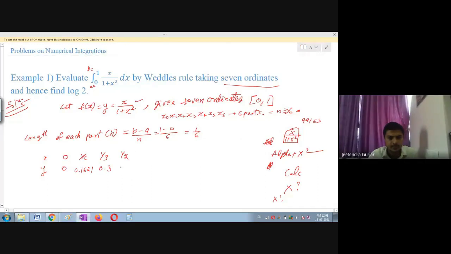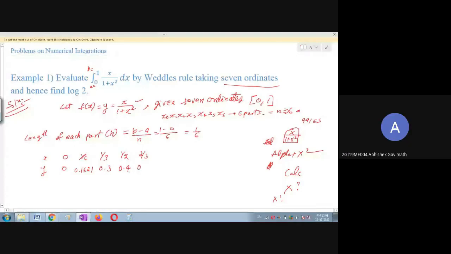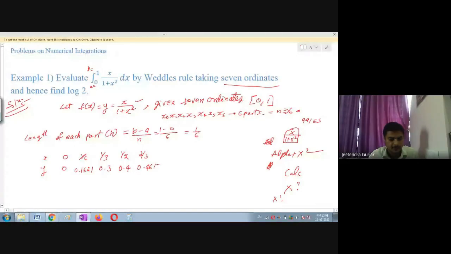Next, again, you will add 1 plus 1 by 6. So every time you are adding this interval, students, okay? 1 by 2 will become 2 by 3 here. So you will take again 2 divided by 3. So you will get 0.4615. Yes, beta, you are right.